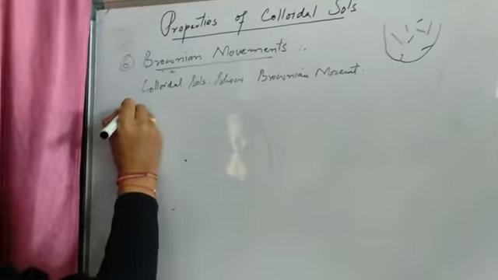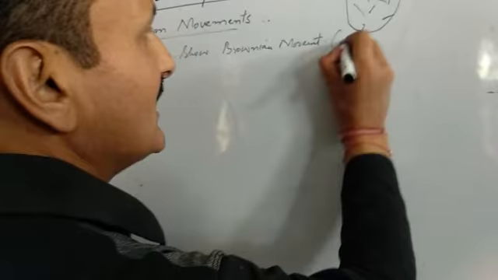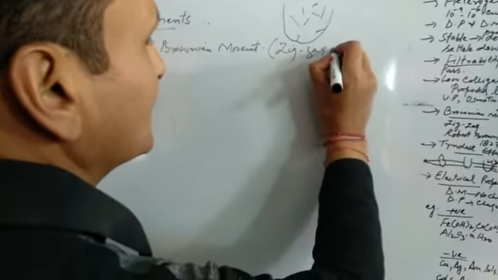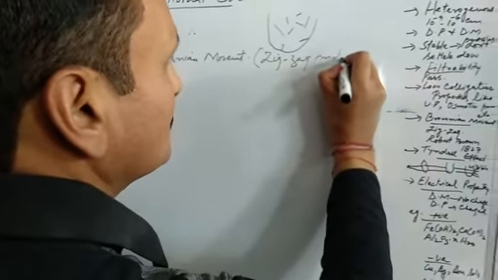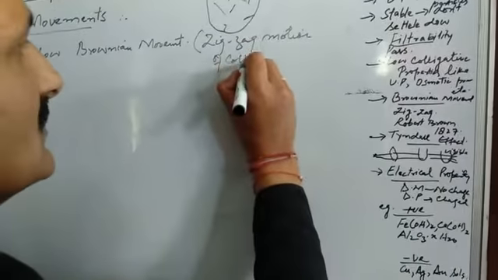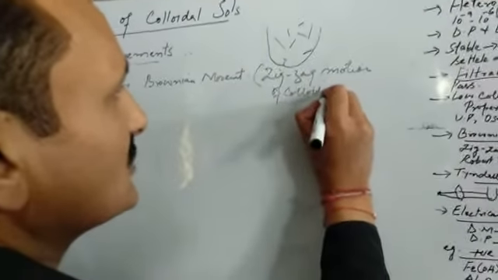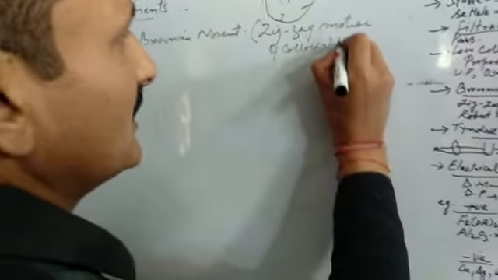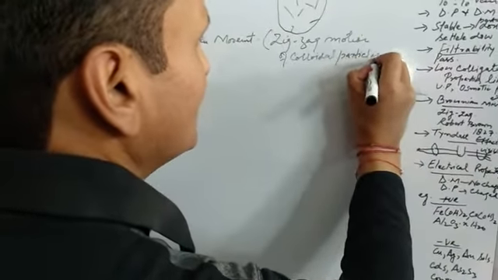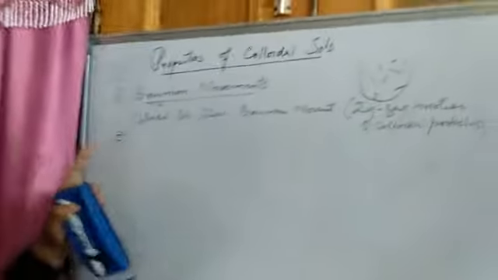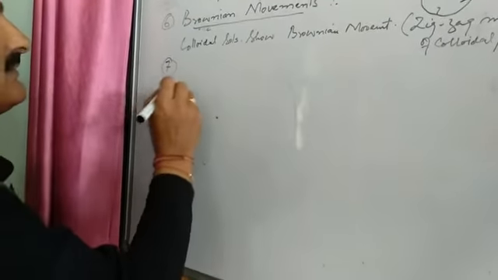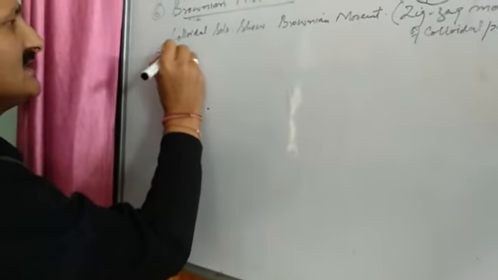That is, what do you mean by Brownian movement? Zigzag motion of colloidal particles. This motion was first of all discovered by Robert Brown in 1827. That is why this movement is known as Brownian movement. Then we have another property, that is Tyndall effect.